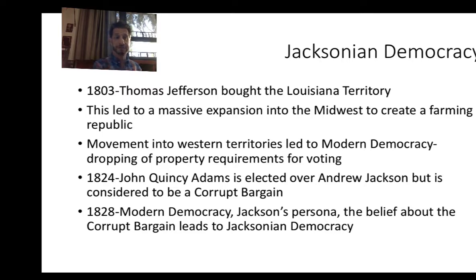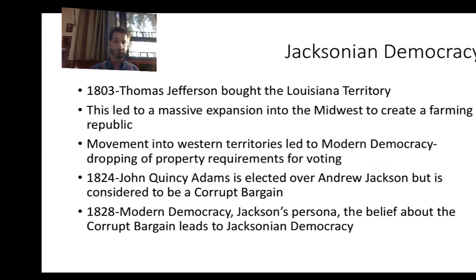Thomas Jefferson sees this as an excellent opportunity for Democratic Republicans because they will now be able to expand into the Midwest and create a huge farming republic, which in essence is what happens. People begin moving out west, and as they move out west, they get property, so that allows them to vote. But remember, these were the guys who couldn't vote when they lived on the East Coast. So once they are able to vote based upon their new property, they just say, what's the point of having property requirements anyway? That's what excluded us. So they start dropping those property requirements.